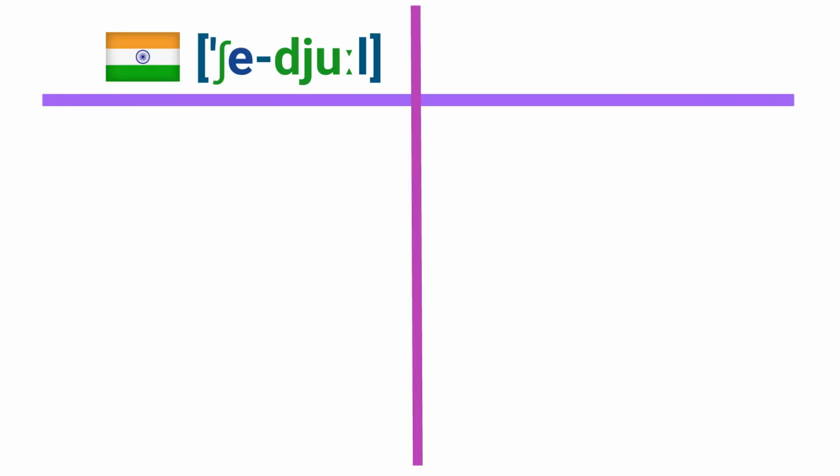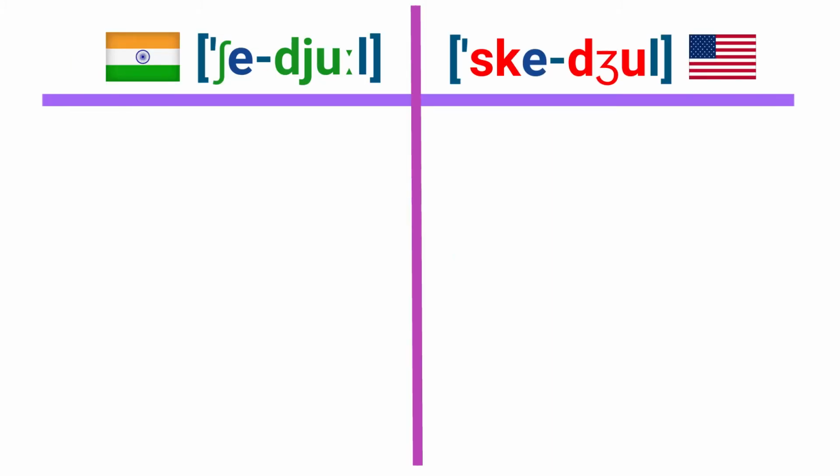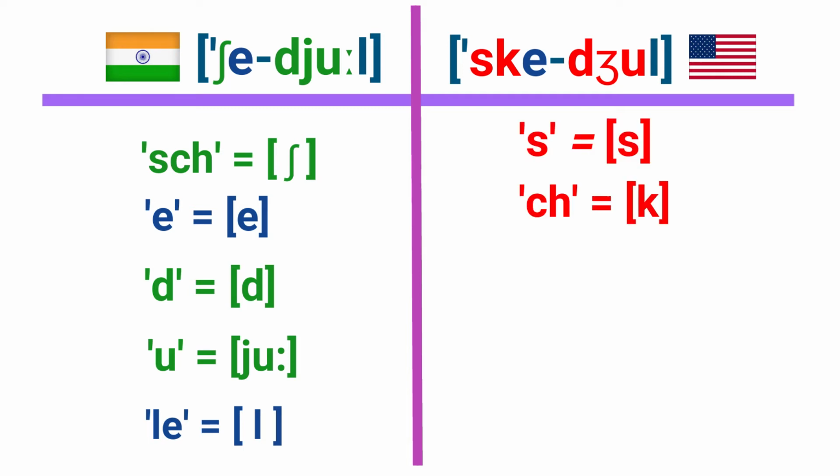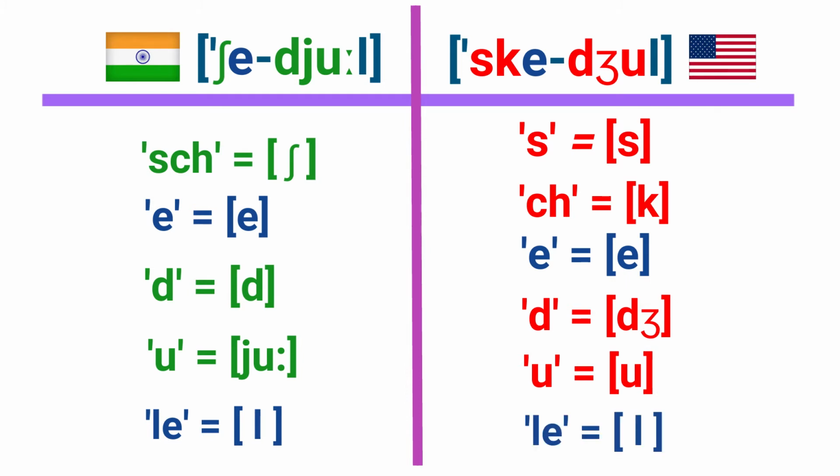Let us examine the differences between these 2 pronunciations in detail. The Indian pronunciation of schedule: S-C-H, sh. E is at, D is the, U is ju, L-E is l. The American pronunciation of schedule: S is s, C-H is k, E is a, D is g, U is u, L-E is l.